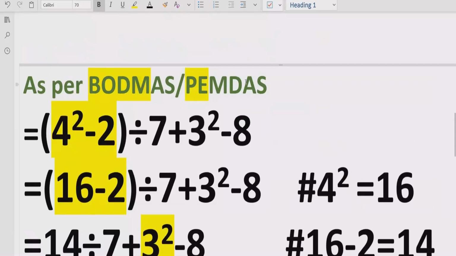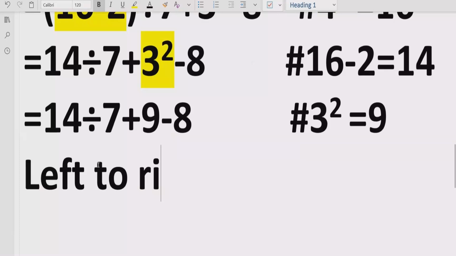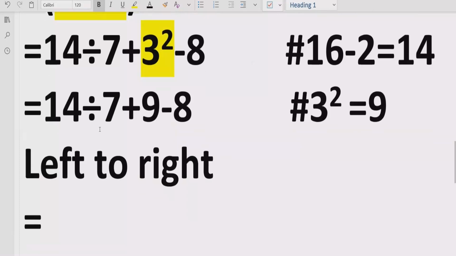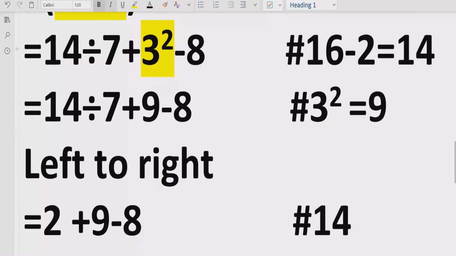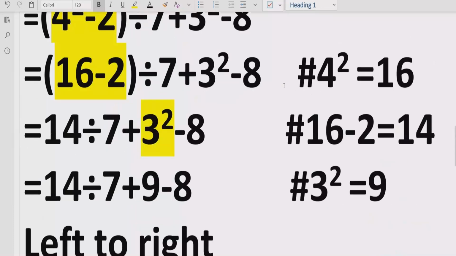Now we have to solve the division and multiplication, or you can say multiplication again. What you have to do is go left to right and find out which is coming. So now we have 14 divided by 7, which is equal to 2, plus 9 minus 8. And here we give the reference: 14 divided by 7 equals 2. Now move forward. Again, we have solved the division and multiplication.